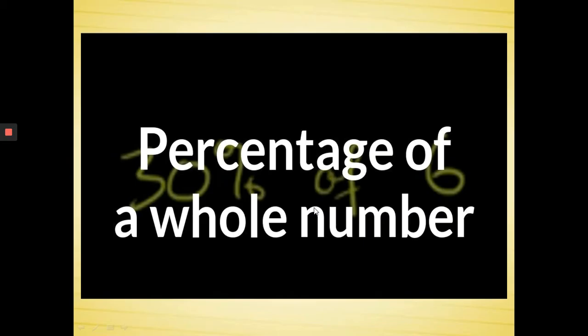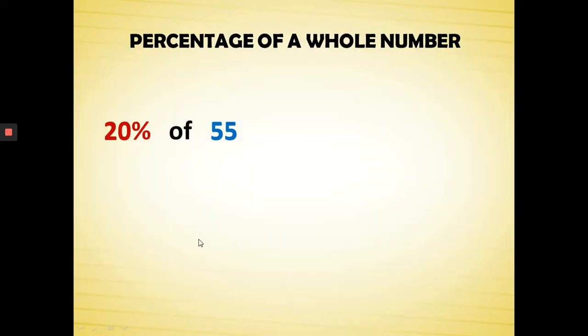Now let's try to find the percentage of a whole number. Let's say 20% of 55. How are you going to find 20% of 55? You just get the two numbers, 20 and 55, and then multiply them both. So 20 times 55, and then the denominator is 100. Okay, after you multiply them, divide by 100.